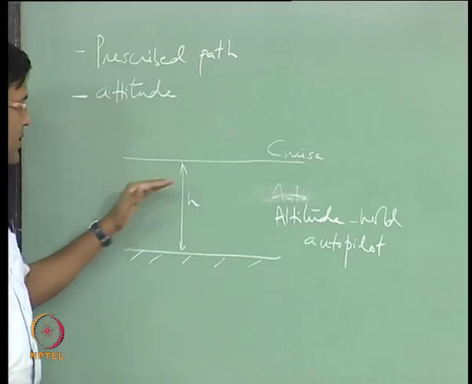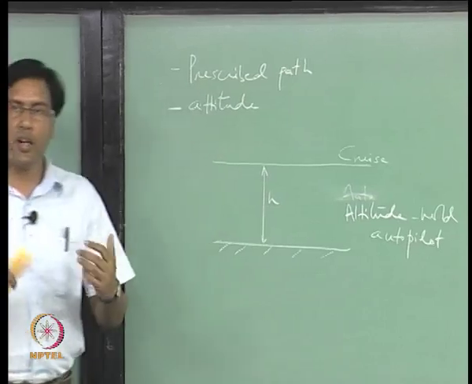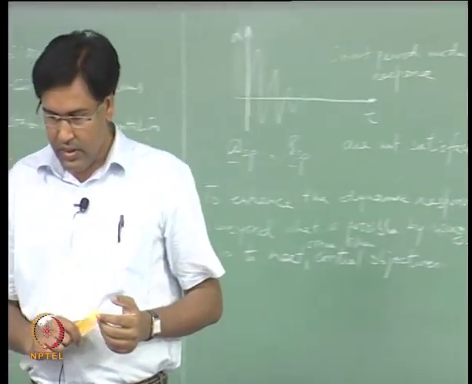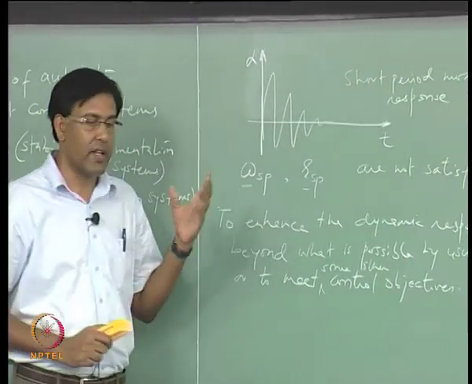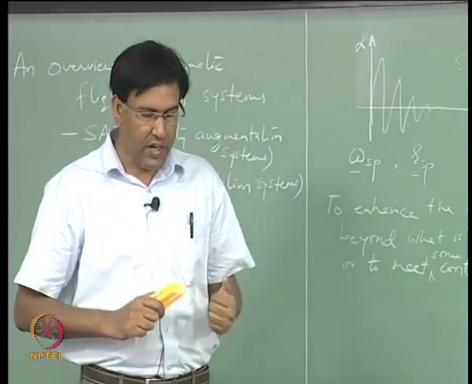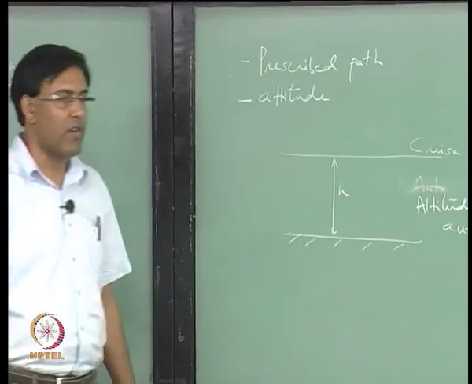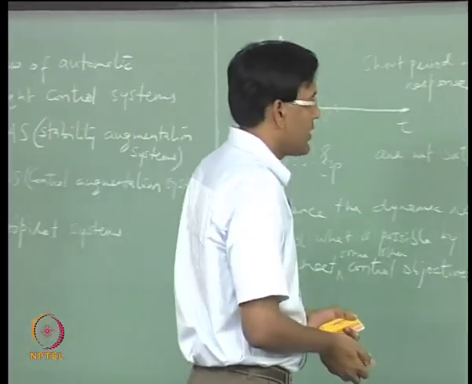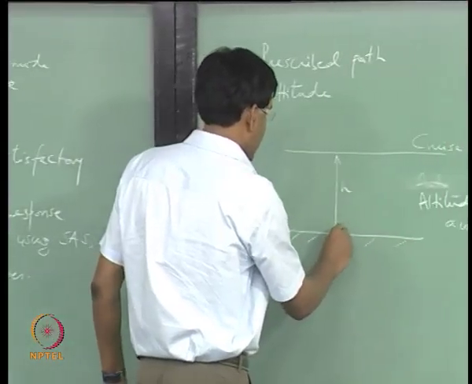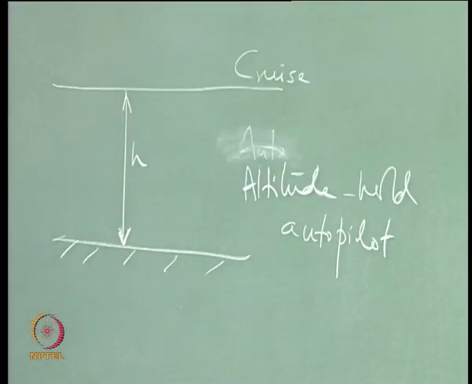So, the idea is to design control systems which will meet these objectives, but not really bothering about how the dynamic response looks. Of course, the control systems that we engage to maintain the altitude should not result in unwanted transient response. So, these autopilots also include some features which will try to control the dynamic response.